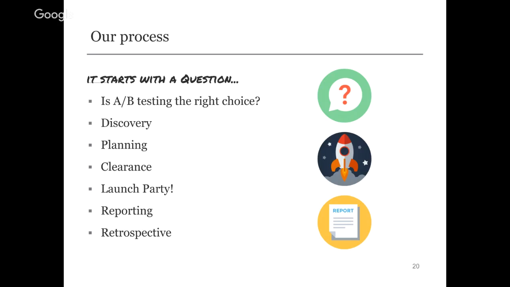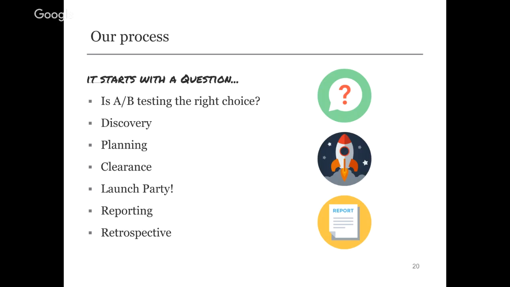And this is where we meet again and establish the hypothesis, goals, and timelines and really solidify them and nail them down. From planning, we move on to clearance. This is really important for our tests where we have content changes because, of course, we want to make sure that everything's right on paper and we're not showing users anything that wasn't cleared.